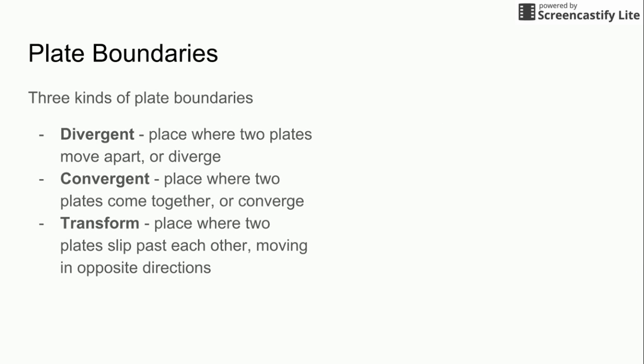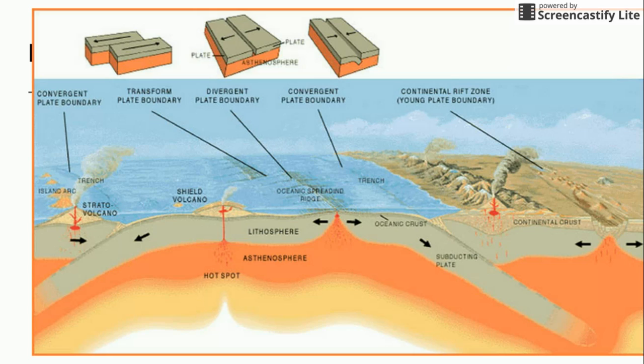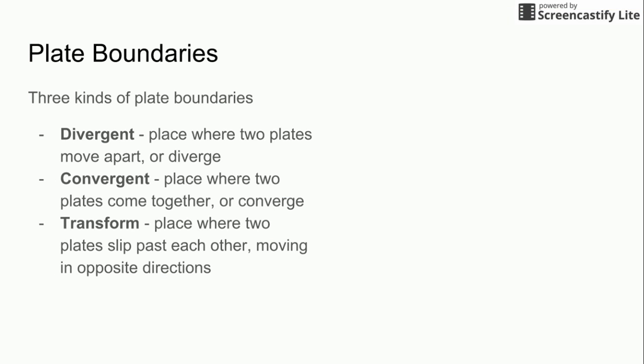Like we said, there are 3 different kinds of plate boundaries. There's divergent, which is a place where 2 plates move apart or diverge in different directions. There's convergent, the place where 2 plates come together or converge. And then there's transform, where 2 plates slip past each other, moving in opposite directions.